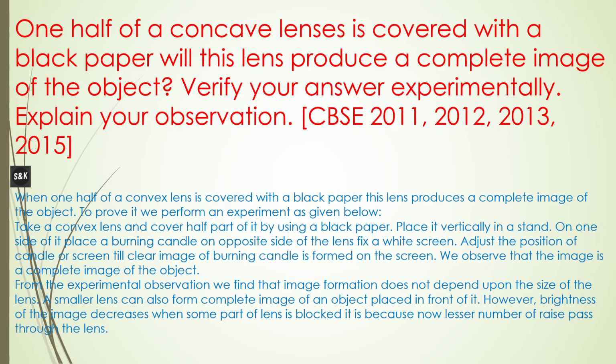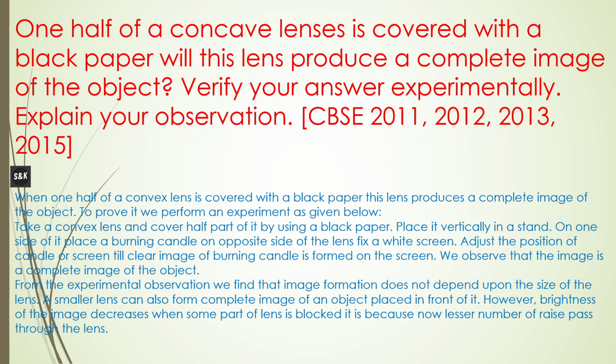On one side of it, place a burning candle, and on the opposite side of the lens fix a white screen. Which means we have to take a concave lens, cover it with any paper, preferably black paper, place it on a table, and opposite to it take a burning candle. We will adjust its focal length until we get a clear image, and the image will be formed on the sheet of paper which is opposite to the concave mirror.